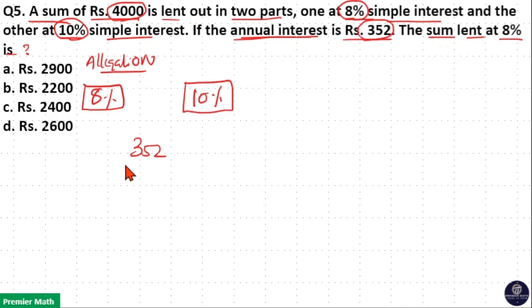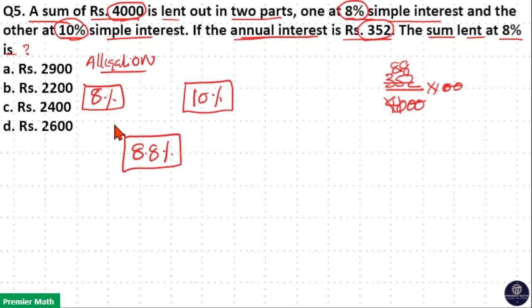Now, 352, I should write it in percentage format because 8 and 10 are in percentage format. So, 352 is received from this total money of 4,000 rupees. So, 352 out of 4,000 is how much percentage? 0 cancel. 4 goes 8 times in 35. Remaining 3, 32 by 4 is 8. So, 88 by 10 is equal to 8.8. So, this 352 is 8.8% of 4,000.